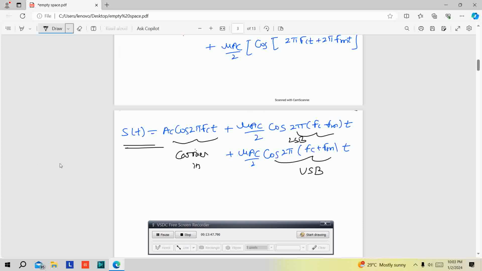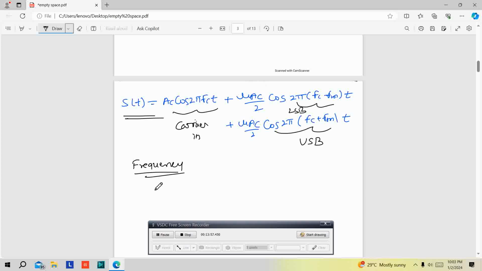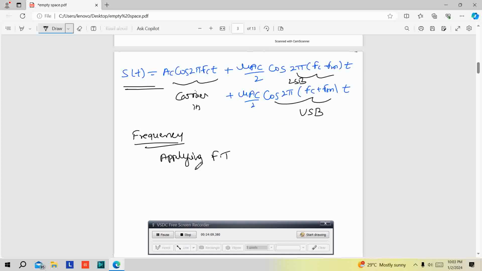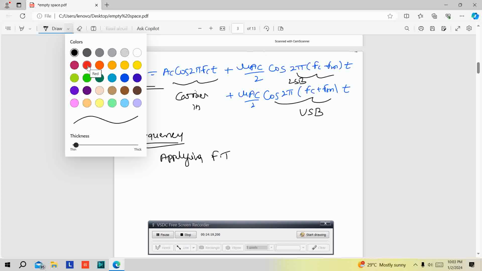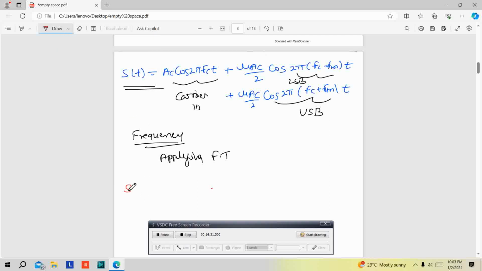Then we need to calculate the frequency domain representation. For calculating the frequency domain, we need to apply the Fourier transform. How are you going to convert time domain into frequency domain? By applying the Fourier transform, FT. Then S of t becomes S of f.